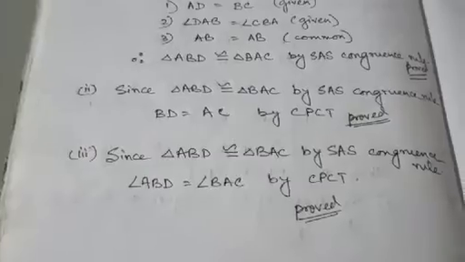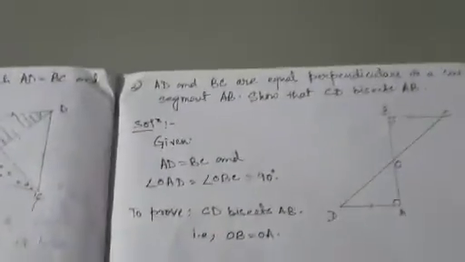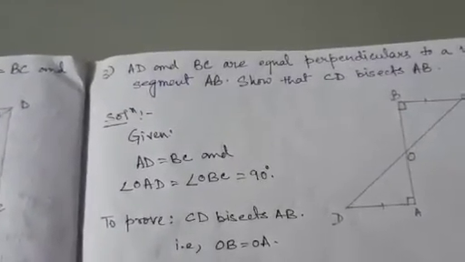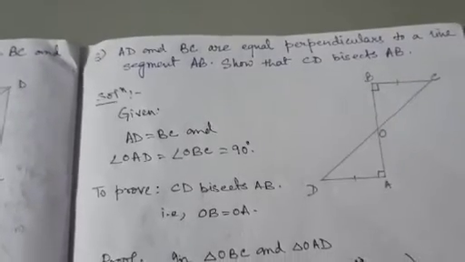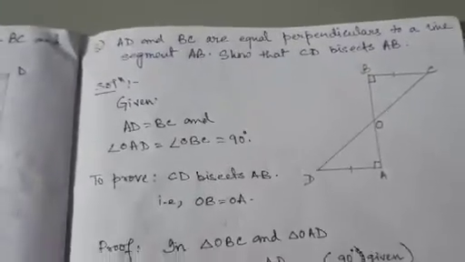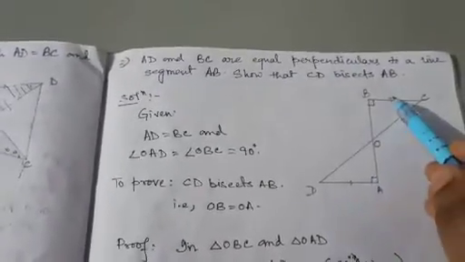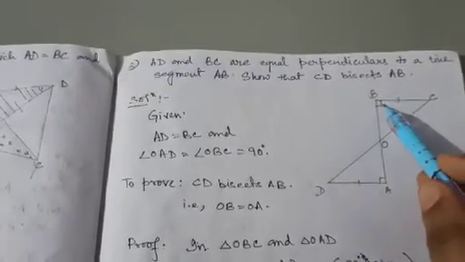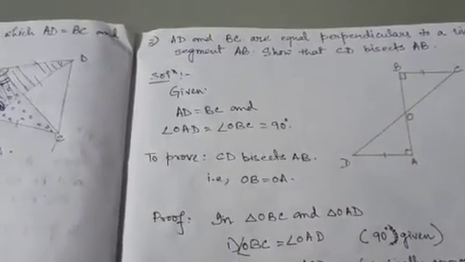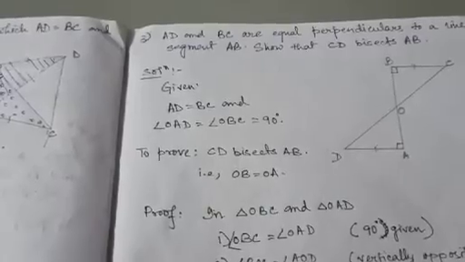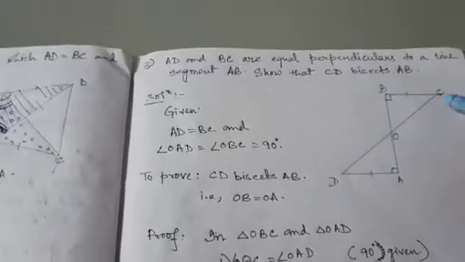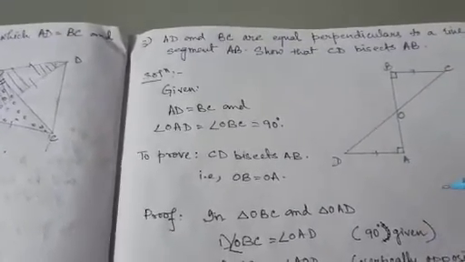Now we will come to the next sum of the same exercise. The next sum is AD and BC are equal perpendiculars to the line segment AB. Show that CD bisects AB. So we have two perpendiculars, AD and BC, as equal, and perpendicular means they make an angle of 90. So what is given? Given is AD is equal to BC and angle OAD and OBC is equal to 90 degrees. This is given in the question.